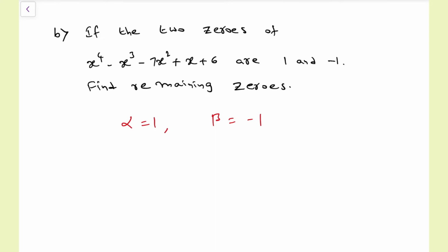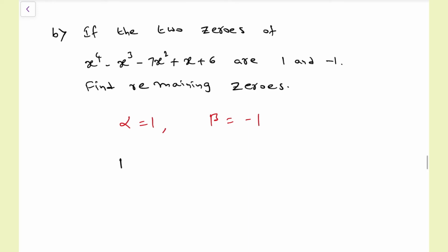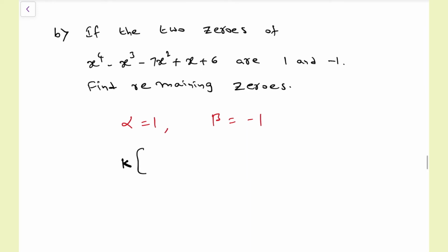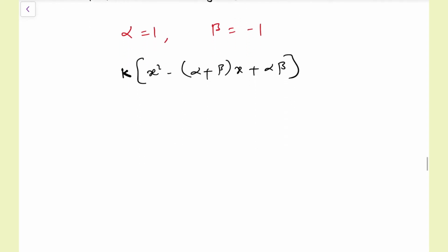So by using the formula, which formula? For writing a polynomial when two zeros are given, that is k into (x square minus (alpha plus beta) into x plus alpha beta). By using this formula, we need to find out the polynomial. Okay, let us do it now.